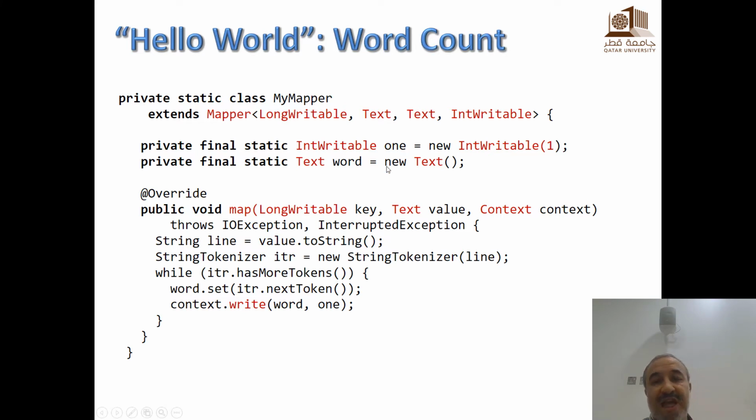You will see that this is actually constant, we will not change it, it's always 1. And this one, every time we get a new word, we'll just set the word. The function set here is like an assignment to that variable. So it will be assigned to the new token. And then we write the key and value.